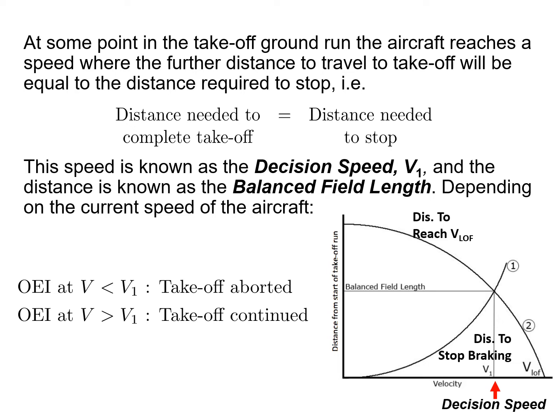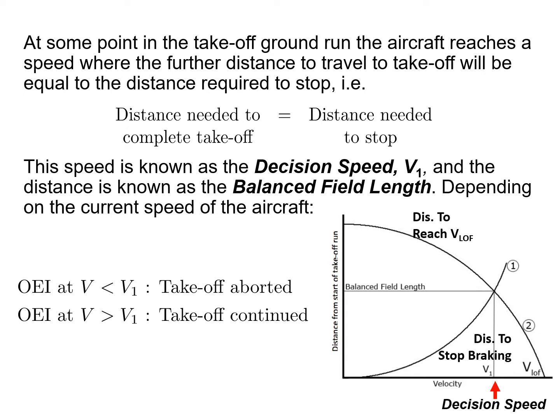So now let's first introduce the concept of balanced field length, and let's move our eyes to the lower right-hand side. We have a graph. There are two curves. The horizontal axis is the velocity of the aircraft, and the vertical axis is the distance. Curve 1 indicates the distance to bring the aircraft to fully stop, and curve 2 is the distance to reach a liftoff velocity.